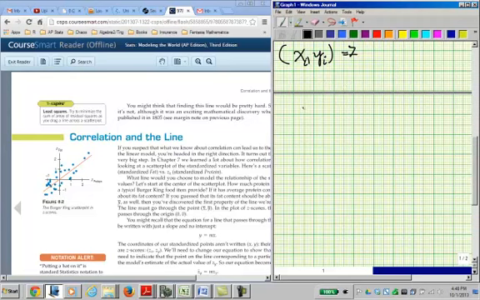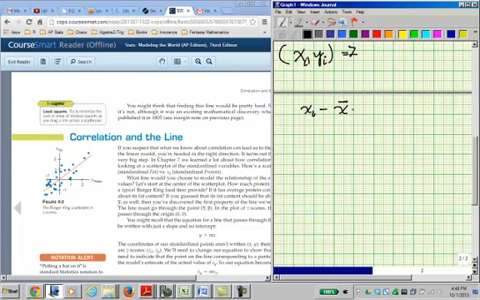Let's do it like this. x sub i minus the mean of the x variables divided by the standard deviation of the x variables. Okay, now we're going to do that for every x coordinate. And that's a z-score. And then we're going to take y sub i, in other words, the corresponding y coordinate, and subtract the mean of the y variables, and then divide that by the standard deviation of the y variables.